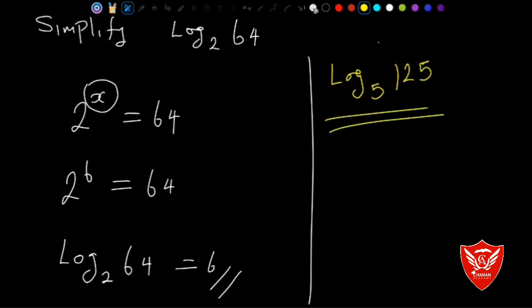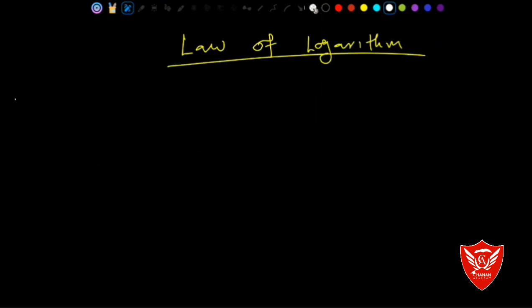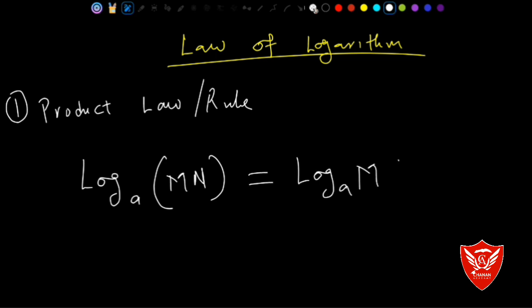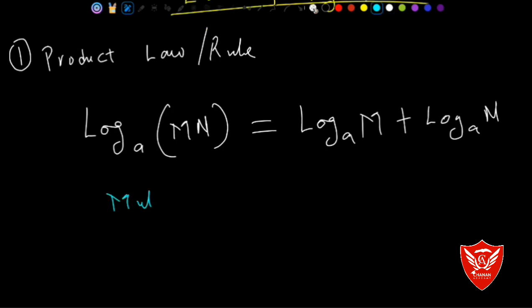Alright, so let's talk about the laws of logarithm. Product law. Now the product law says, if we have the log base a of m multiplying n, that it is equal to the log base a of m plus the log base a of n. Now what this means is that multiplication became addition, and vice versa. So if you have addition of the same base, you can multiply.